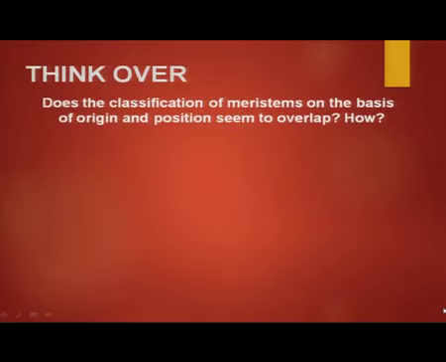Also, I had given you some questions to think over. I hope you all have tried to find answers for the same. Let us discuss them in short. So, the first question was, does the classification of meristems on the basis of origin and position seem to overlap? If yes, then how? You were asked to decide whether it is good or correct to classify the meristems only on the basis of origin or only on the basis of position.